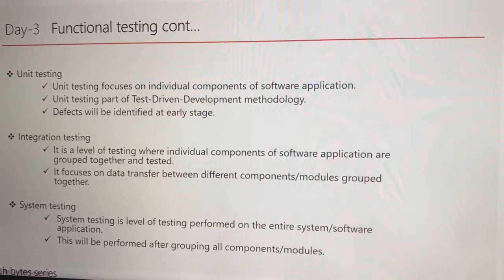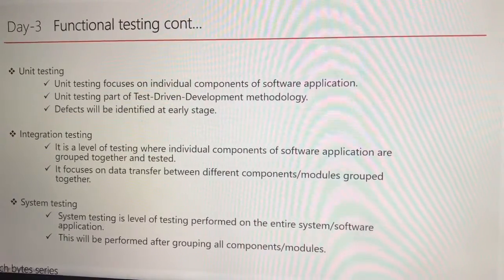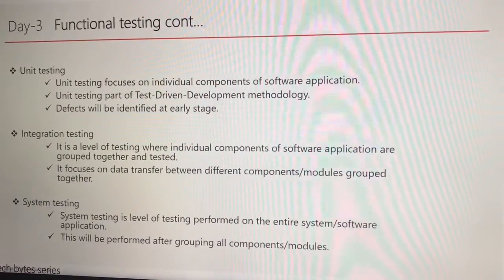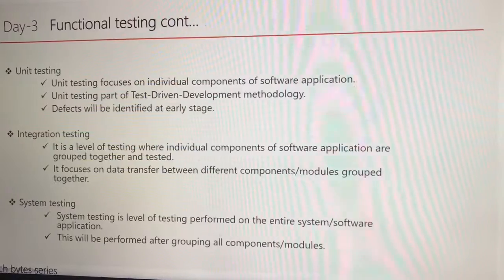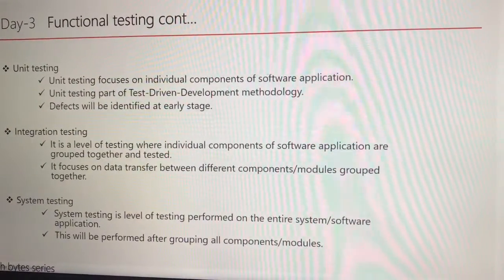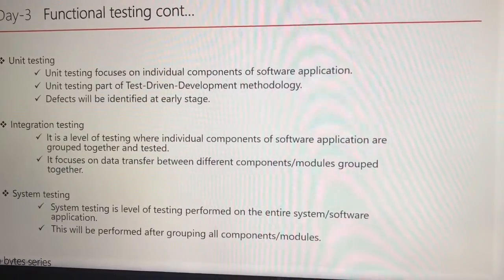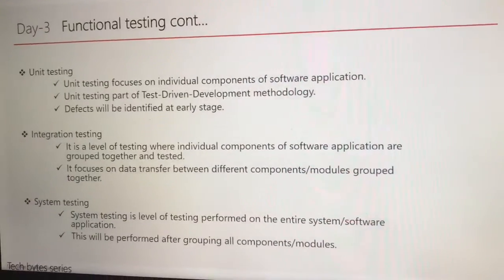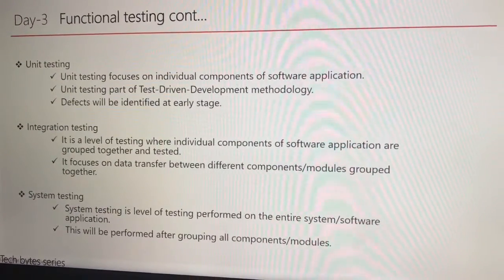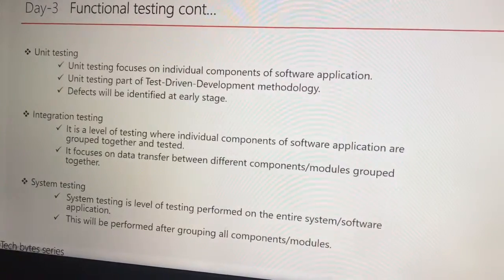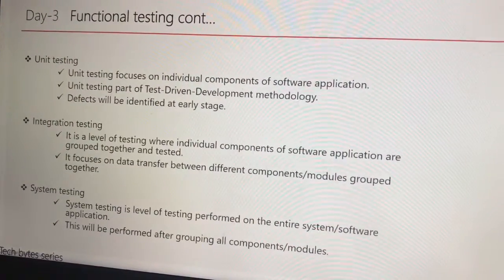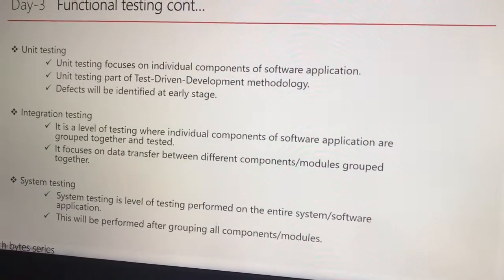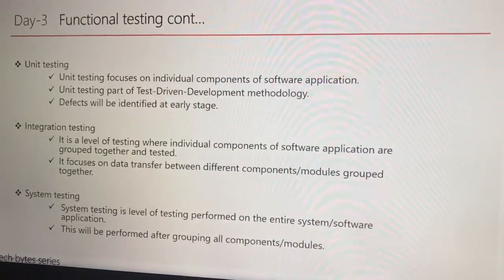What is unit testing? Unit testing is a kind of testing that focuses on the individual modules or components of a software application. As part of unit testing, we identify bugs at an early stage, and we call this the test driven development methodology. What it means is, when a developer develops an application, he or she develops individual modules. When an individual module gets developed, we make sure it performs as expected, the way it is supposed to perform. This kind of testing is called unit testing.